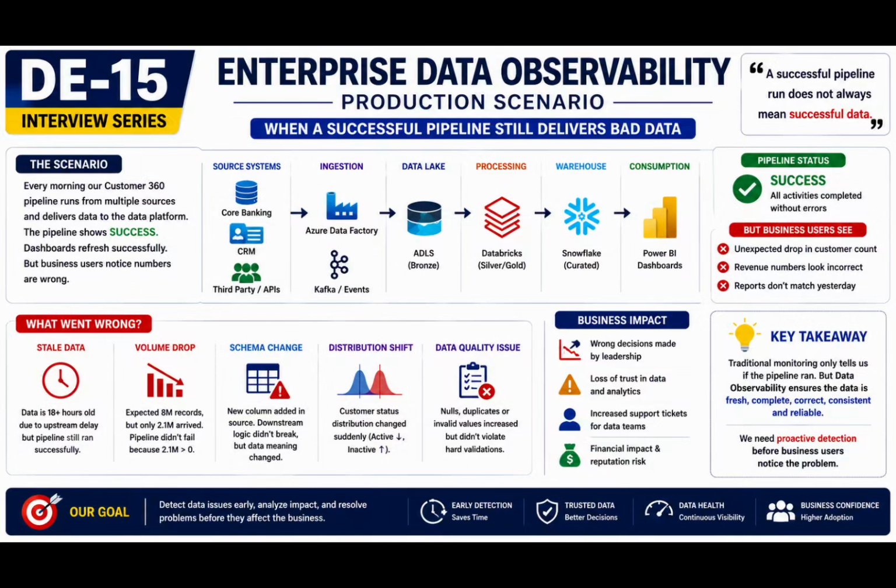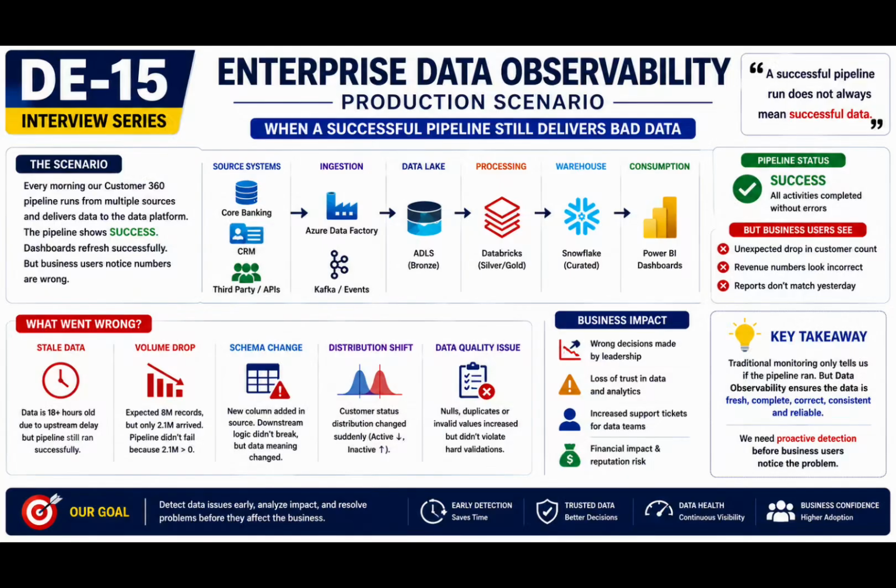The pipeline has not failed. There is no technical exception, but the business data is wrong. This is the key problem. Traditional pipeline monitoring tells us the job completed. Then data observability asks, did the job produce healthy and trustworthy data?